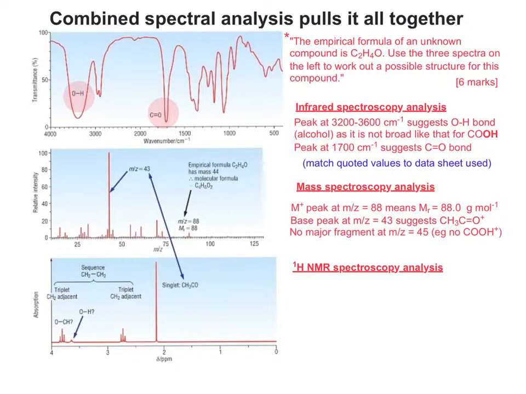So now looking at my mass spectroscopy analysis, the M plus peak at m/z equals 88 means the Mr is 88 grams per mole to the minus 1. The base peak at m/z equals 43 suggests a CH3C=O plus fragment. Interestingly, there's no major fragment at m/z equals 45. So that would suggest there's no COOH plus, and that in itself would suggest that it's not a carboxylic acid.